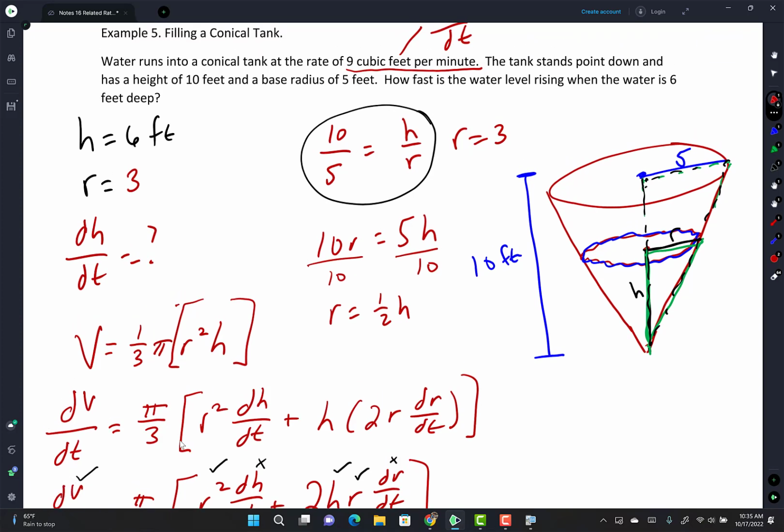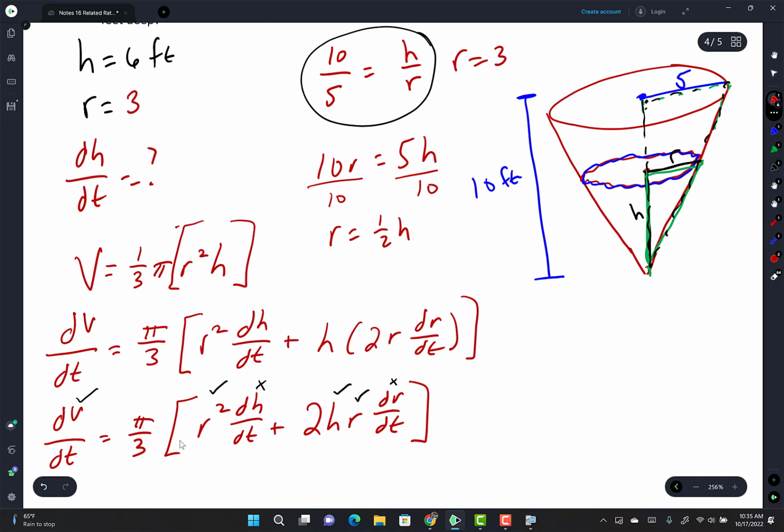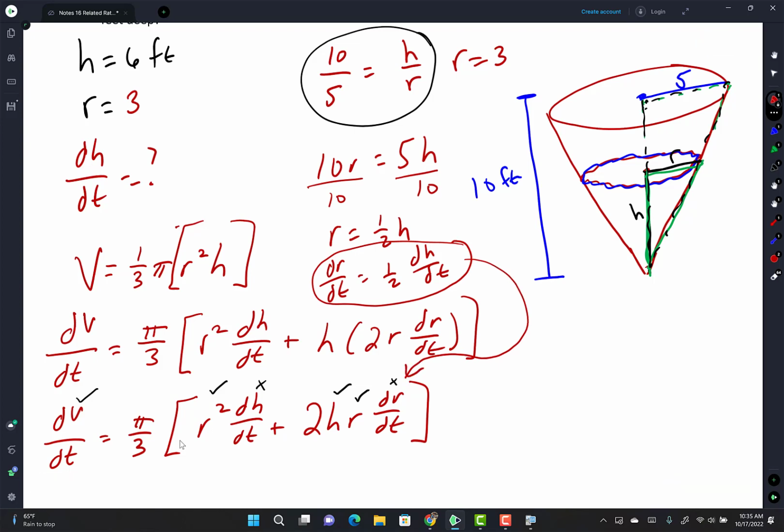Are we okay so far? All right. Remember that I wanted dr dt, right? So dr dt is equal to 1/2 dH dt. Does that make sense to you guys? All right. I can either substitute it and have everything in terms of dH dt, or I can plug in whenever. Yeah, no, let's substitute it. Cool or not cool? All right, so here we go.